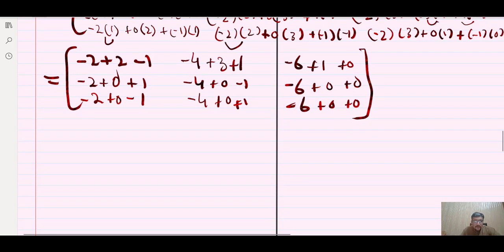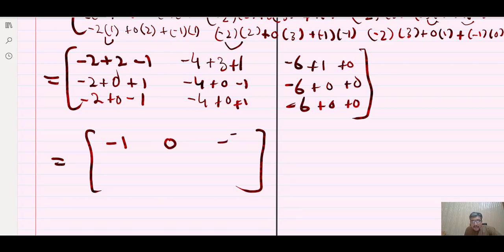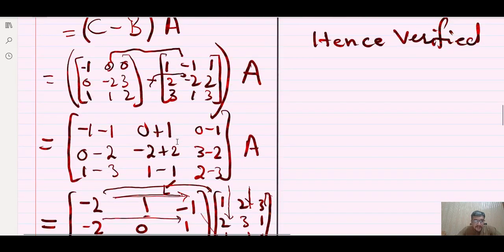So now you have to simplify further. Minus 2 and plus 2, it will be 0 and minus 1 will be left. If you add these values, minus 4 plus 3, it will be minus 1, minus 1 plus 1 will be 0. From here you will get minus 5, minus 6, minus 6, minus 4 and minus 1 gives you minus 5, minus 4 plus 1 gives you minus 3, minus 2 plus 1 minus 1 and minus 3. I have just added these values. So this is the matrix which we got for the left hand side.